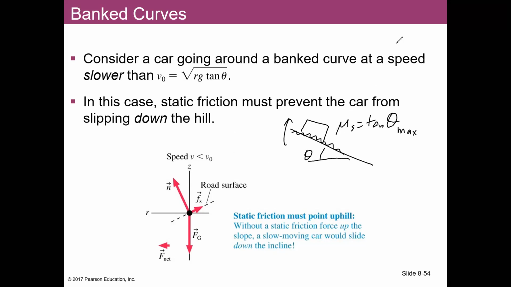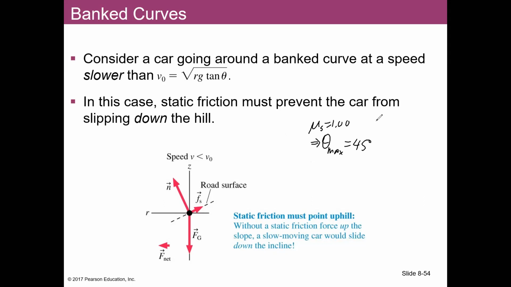So what is it for rubber on concrete? Well, the coefficient is 1. For rubber on concrete, the coefficient of static friction is 1.00, which is going to make theta max 45 degrees. The inverse tangent of 1 is the angle at which the sides are the same. So 45 degrees is the angle. And so for anything less than 45 degrees, even if you were at rest, the car or the object on the banked curve still wouldn't slip down.